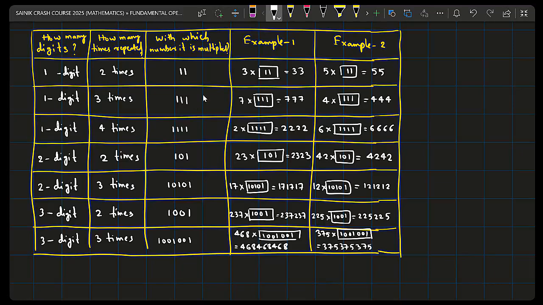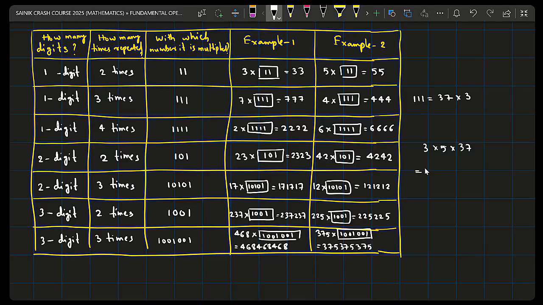111 is having a factor. 111 can be written as 37 into 3. You know that? That means, Aryan, are you there live? Suppose if I give any question to you like 3 into 5 into 37, can you give the answer, Aryan?